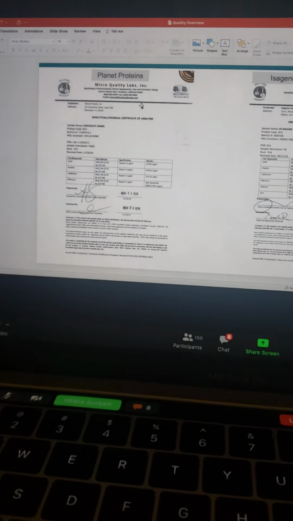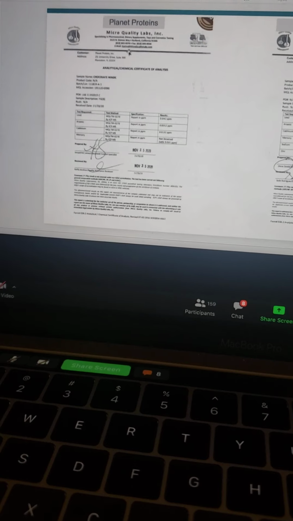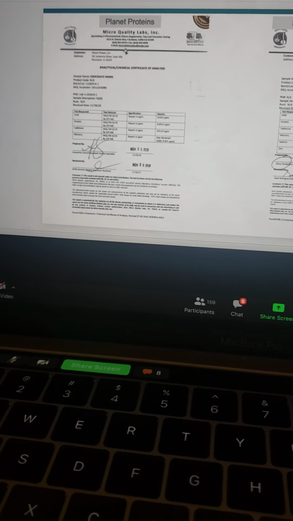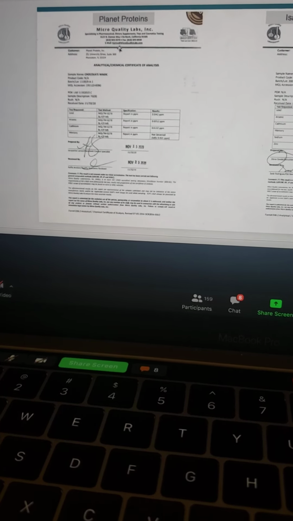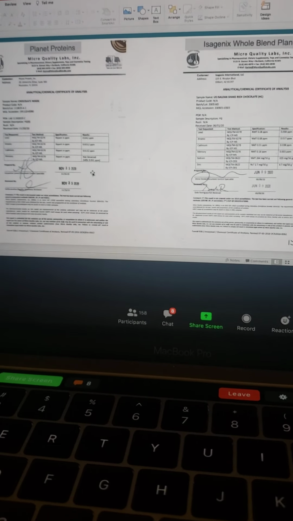Here's the one here on the left. It was Planet Proteins. And they have their lead, arsenic, cadmium, mercury. Now, you'll notice some things here. Micro Quality Labs, very renowned, reputable lab. Additionally, you see their amounts of lead, arsenic, and cadmium. Now, this is not by surprise.